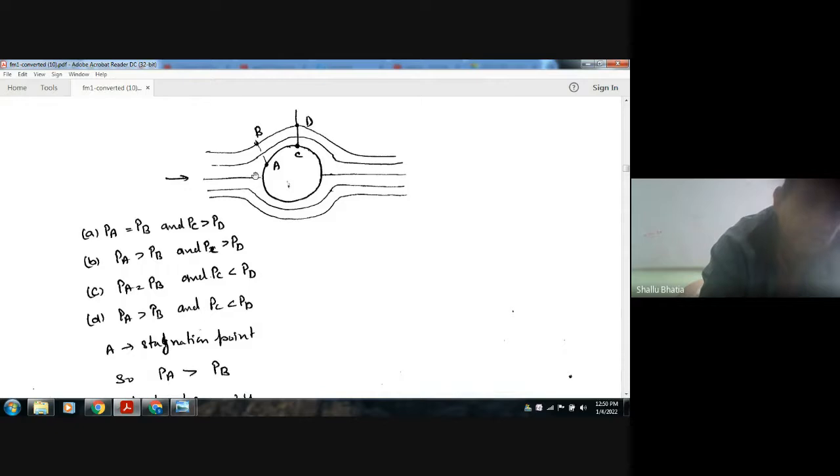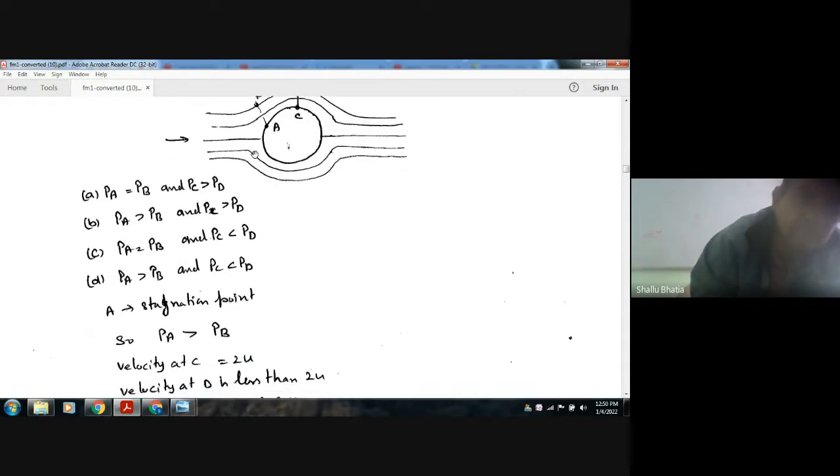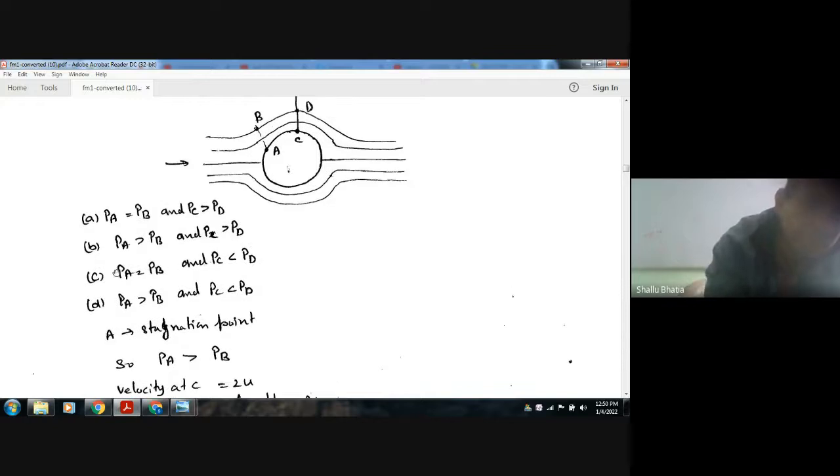So it is a stationary point, and the energy at A and B is the same. The pressure at the point A is the total pressure or stagnation pressure, and the pressure at B is less than the stagnation pressure. So pressure PA will be more than PB.